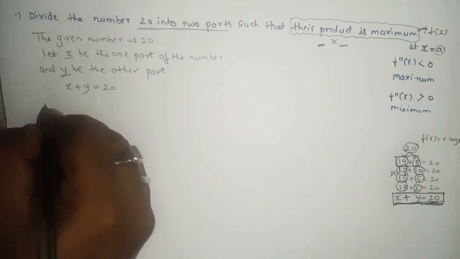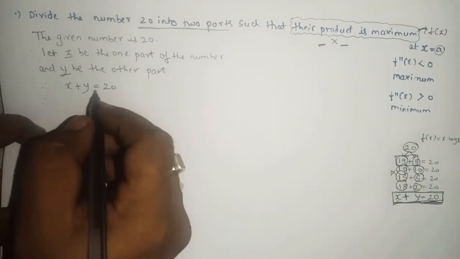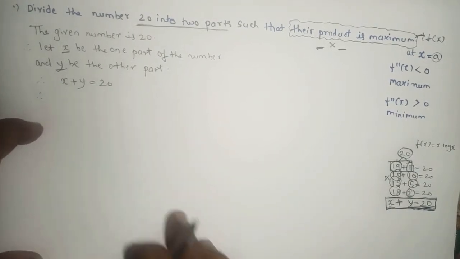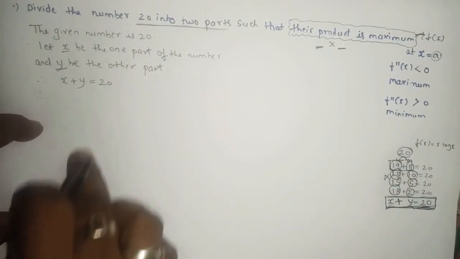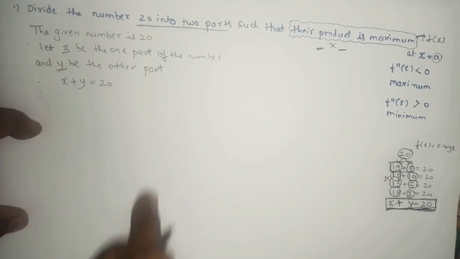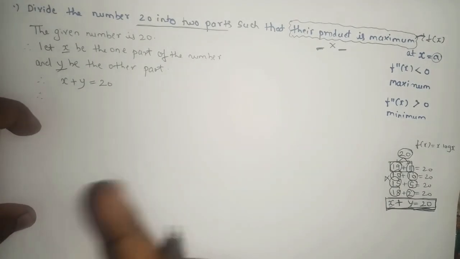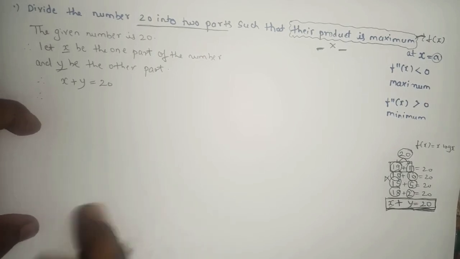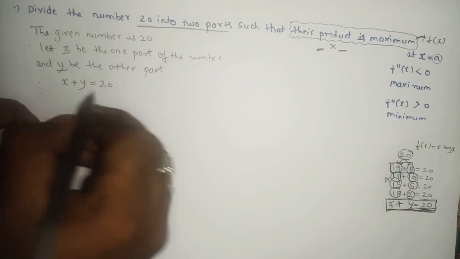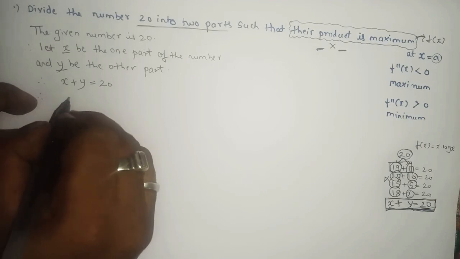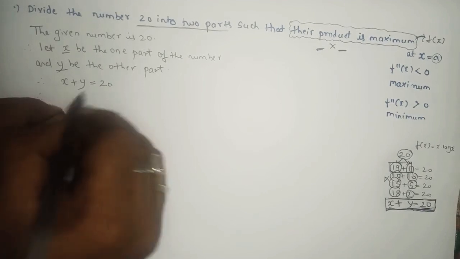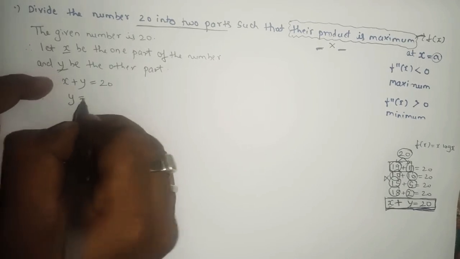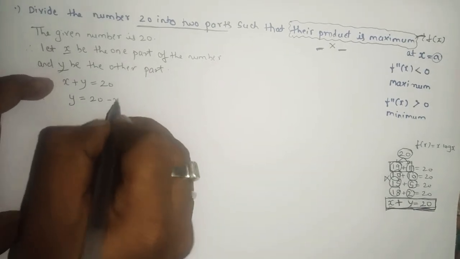So here you have to make a proper value of x or y. Further, you have to convert that f of x either in terms of x or in terms of y. So here you have to make the value of x, or you have to make the value of y. Here we'll make the value of y equal to 20 minus x.